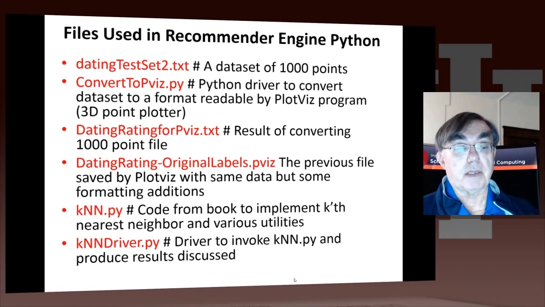We have two Python files, knn, which essentially comes from the book, which implements the k nearest neighbor and various utilities, in particular the process files. And we have the driver file we're going to use in our IPython window to invoke these basic functions.